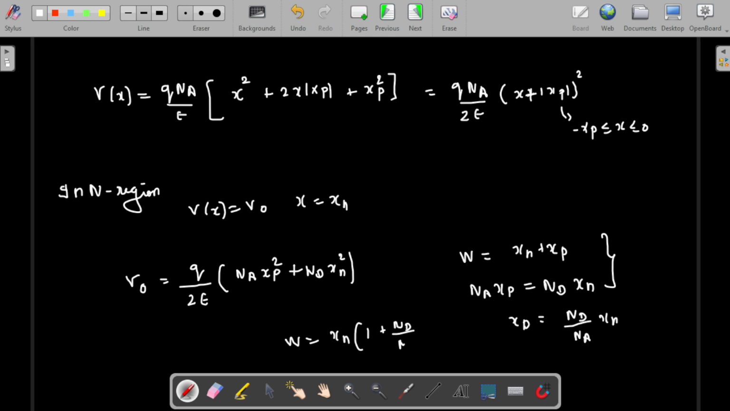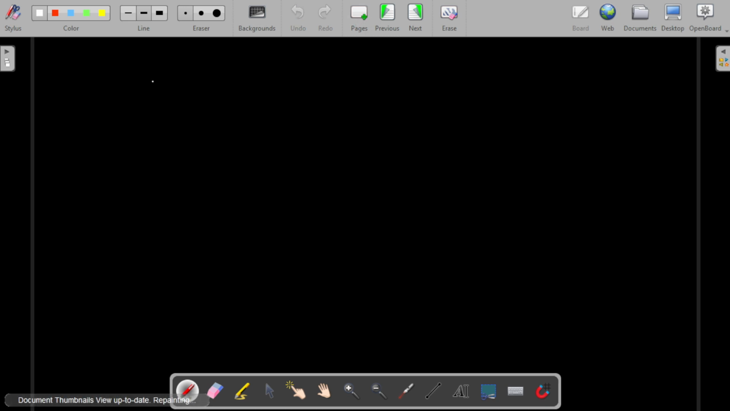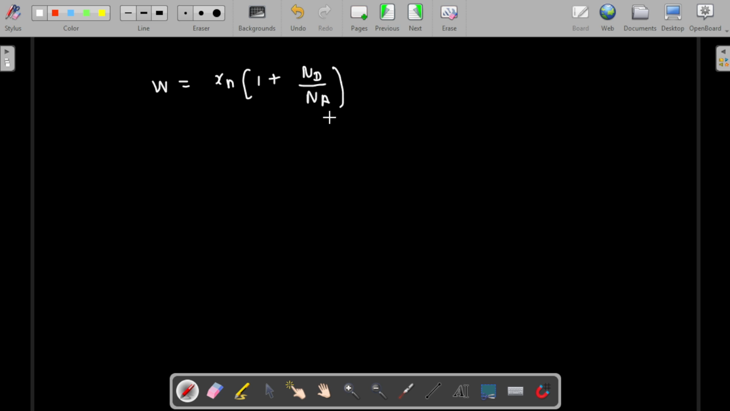W will be equal to xn times (1 plus Nd divided by Na). So from here, if we need to find xn, we cross multiply, and this Nd Na will go to the top: xn is W times Na divided by Na plus Nd. Similarly for xp, we can find W times Nd divided by Na plus Nd.